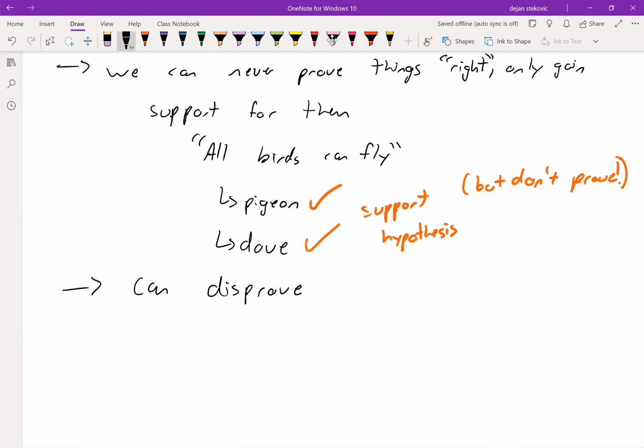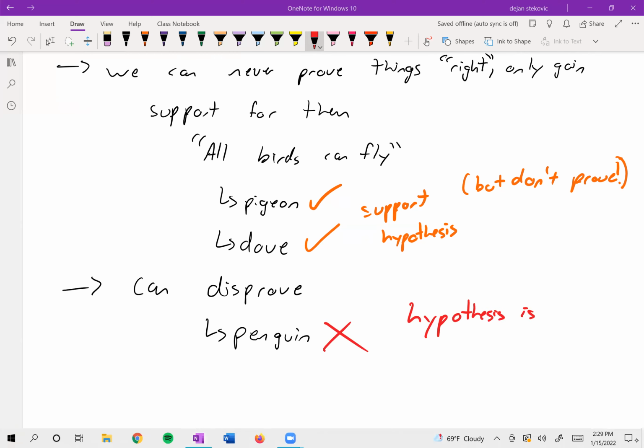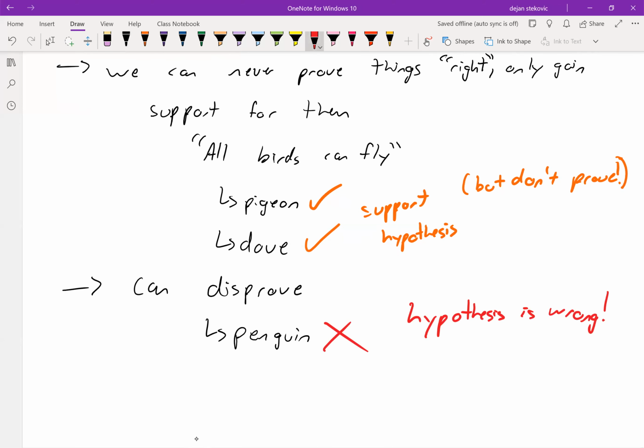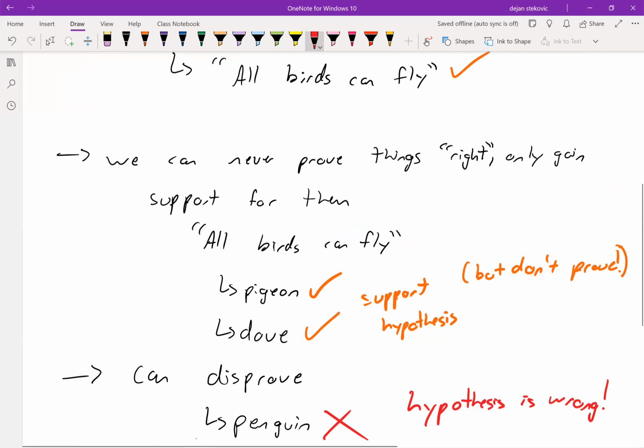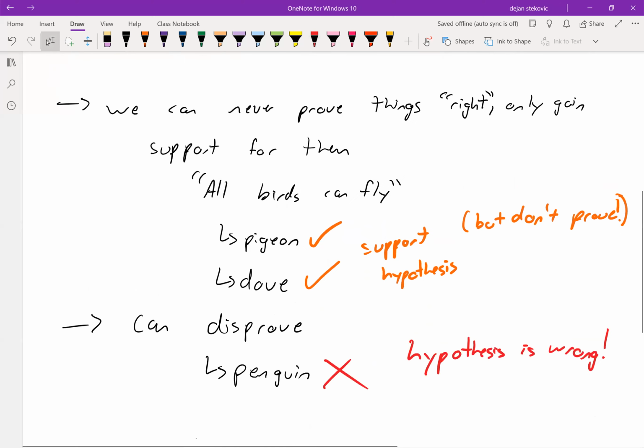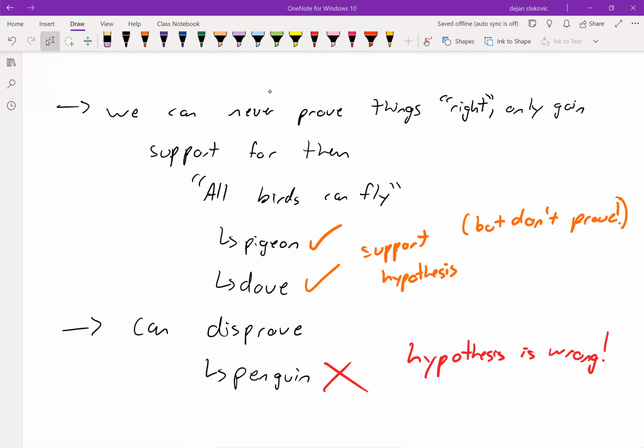Right, so we can find an example that's going to make our hypothesis totally wrong. So for example, with all birds can fly, you go to the North Pole and you check out a penguin, right? Penguins, of course, cannot fly. So now our hypothesis is wrong. And of course, when your hypothesis is wrong, what you need to do is then revise. So again, what you want with a good hypothesis is that it's testable, which means that we can gain support for it, or we can disprove it.